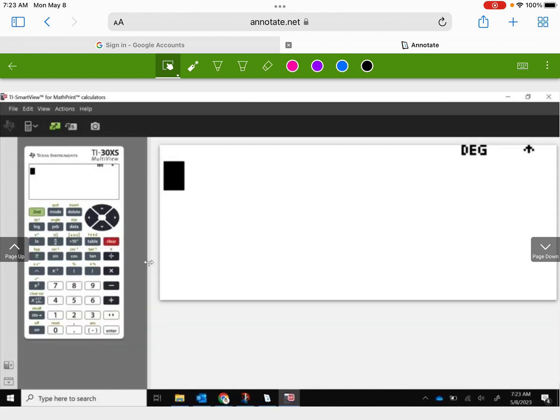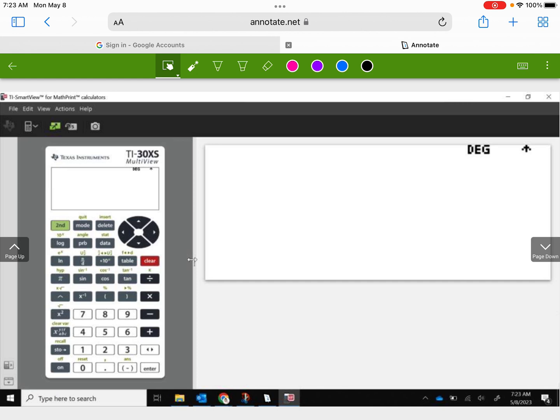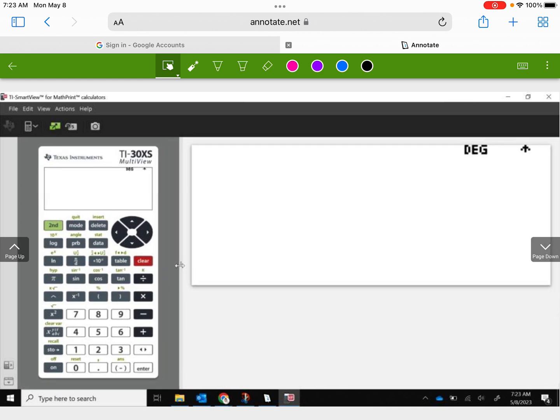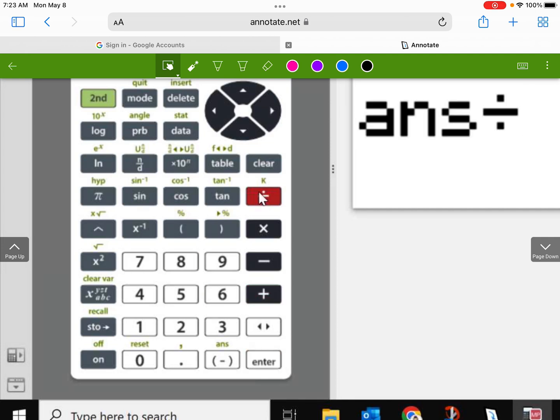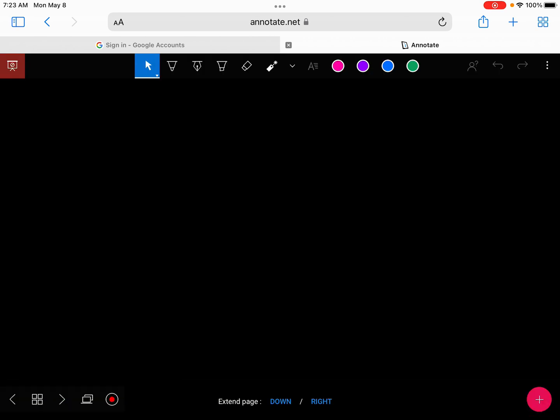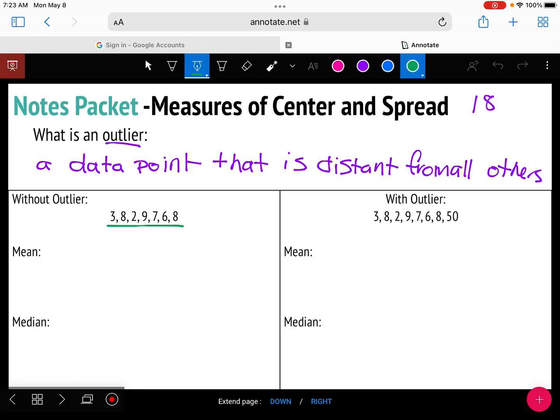Please make it so this calculator is not tiny. There we go. All right. We're going to add them all up. We're going to divide by how many? So we've got our 3, 8, 2, 9, 7, 6, 8. So add them all up and divide by the fact that there are 1, 2, 3, 4, 5, 6, 7. Yep. So I got about 6.14. So our average, our mean, is 6.14.